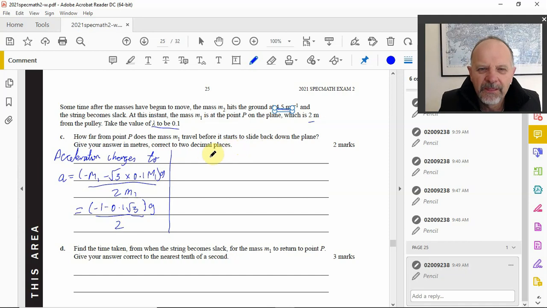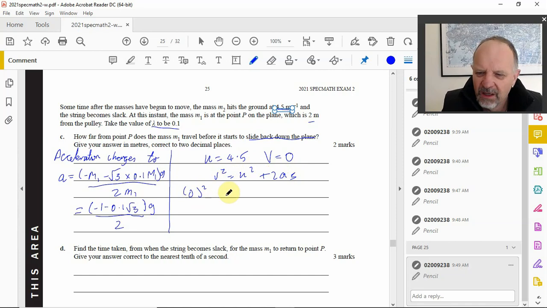So we've got our u. We're told it's going at 4.5 meters per second. We want to know how far the mass travels before it starts to slide back down the plane. So before it starts to slide back down, instantaneously, the velocity would be 0. So using v squared equals u squared plus 2as, the constant acceleration formula, which you will have in your reference.